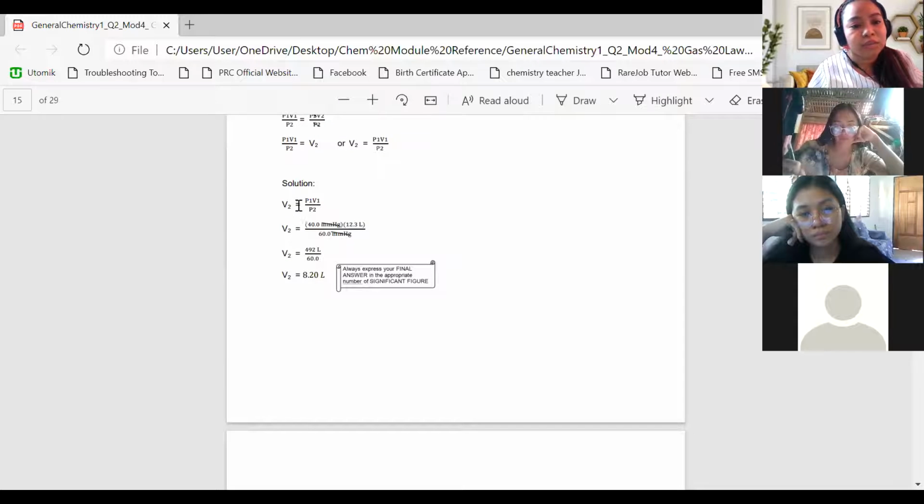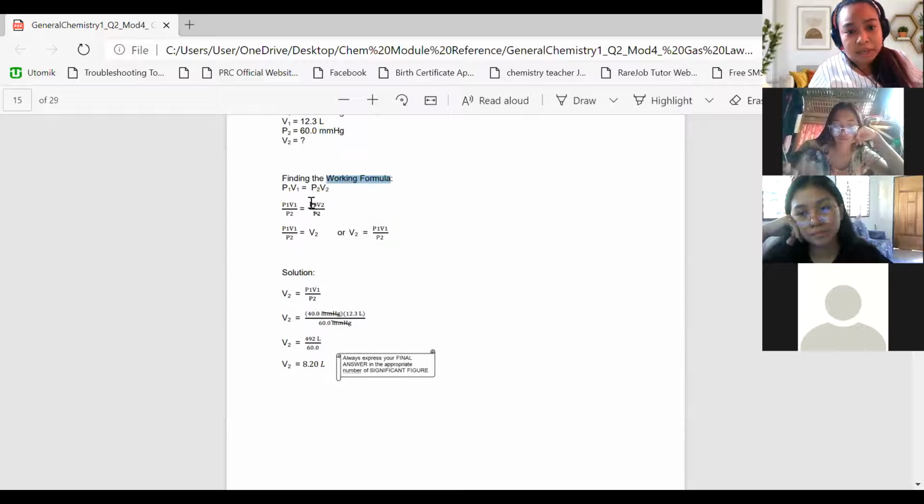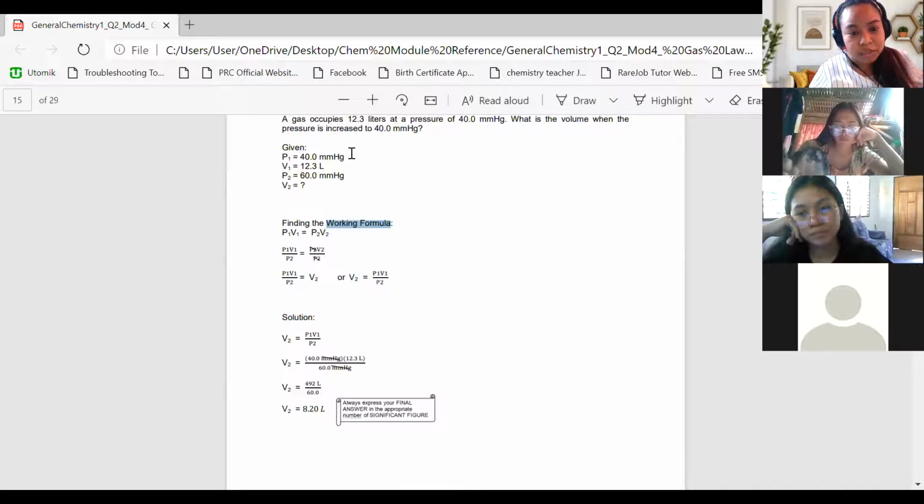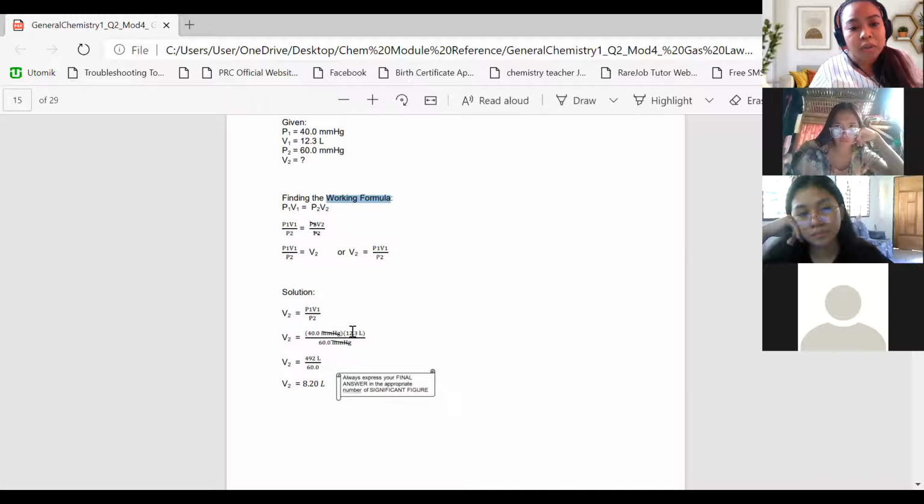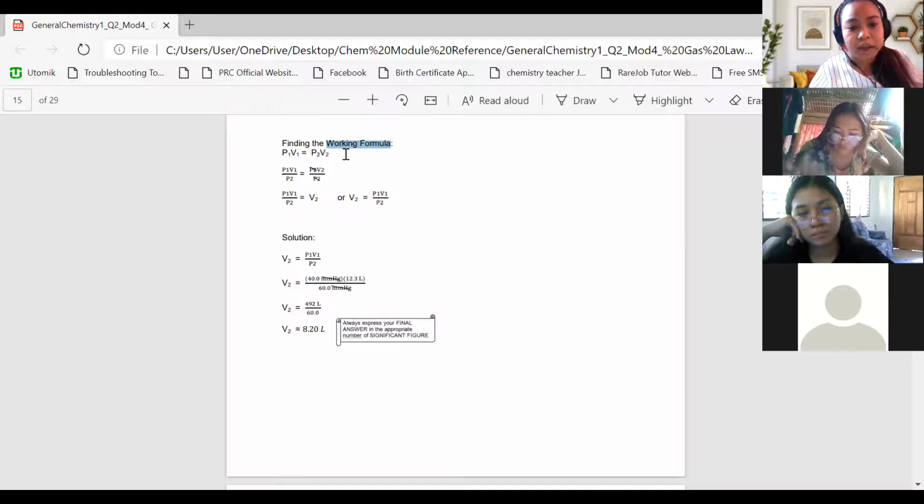So we have V2 is equal to P1 V1 over P2. So we plug in the values. P1 is, go back to our given, 40.0 millimeter mercury. Our volume 1 is 12.3 liters. Our pressure 2 is 60.0 millimeter mercury. Then, cross out the millimeter mercury, kay parehas sila. We are left with liter as our unit.